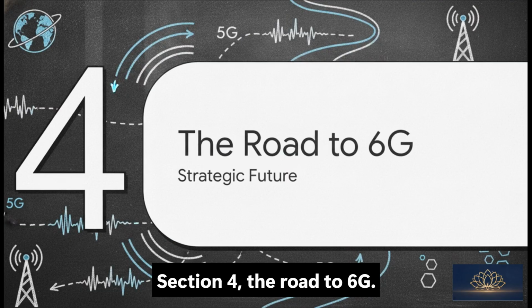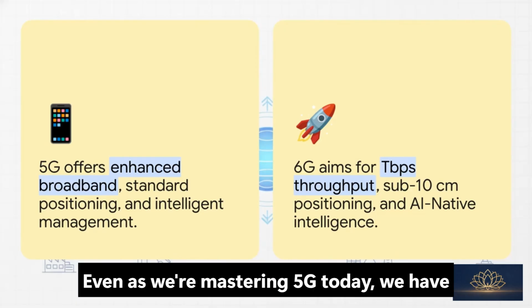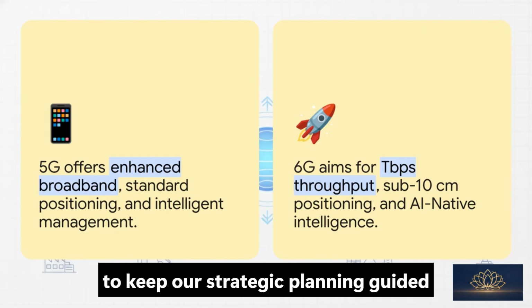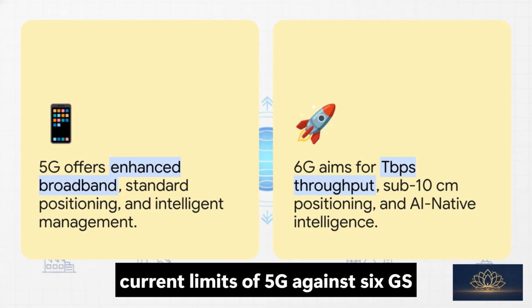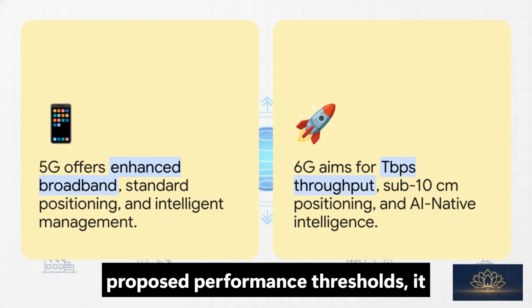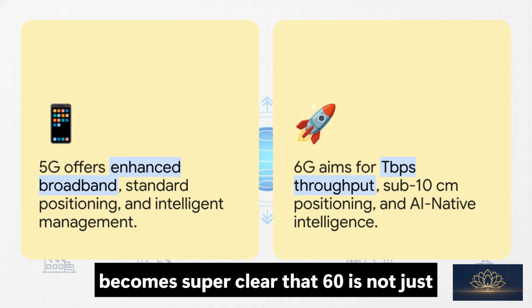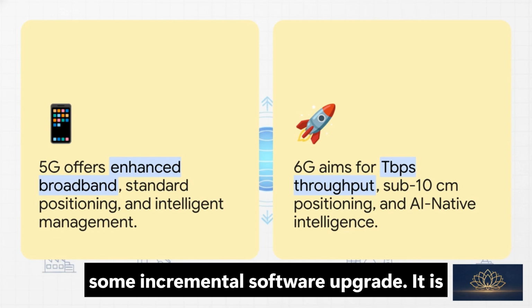And finally, let's look ahead. Section 4, the road to 6G. Even as we're mastering 5G today, we have to keep our strategic planning guided toward the horizon. When you contrast the current limits of 5G against 6G's proposed performance thresholds, it becomes super clear that 6G is not just some incremental software upgrade. It is a fundamental, ground-up architectural redesign.